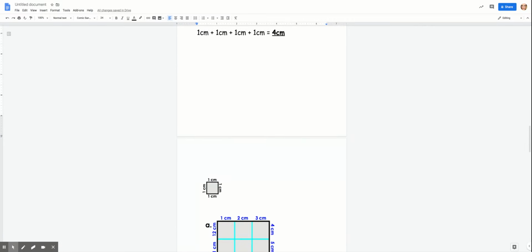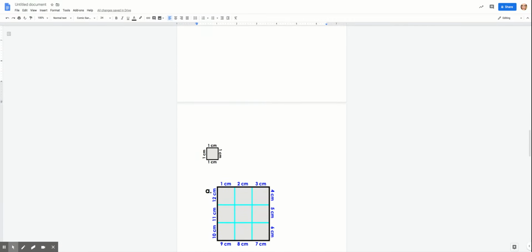Let's look at this object. So I have in the corner here the tile that we just looked at, that is 4 centimeters. If we were to take this tile and put it in right here, it would be 1 centimeter, 1 centimeter, 1 centimeter, 1 centimeter. However, when we find perimeter, we're only looking at the outside lines, not the inside. This is a tile, but it has been divided into 9 tiles. But we do not add any of these lines to find the perimeter. We only add the outside lines.